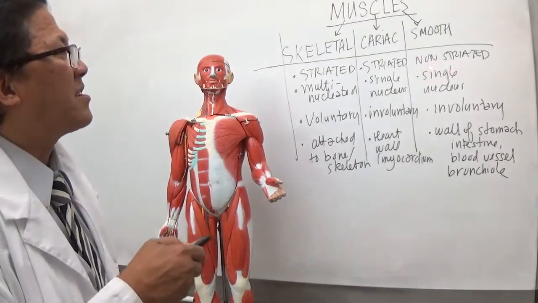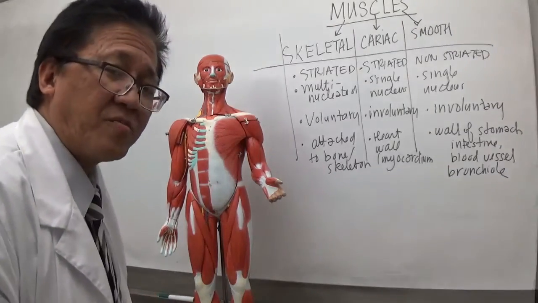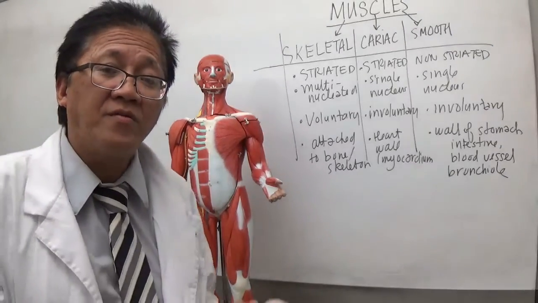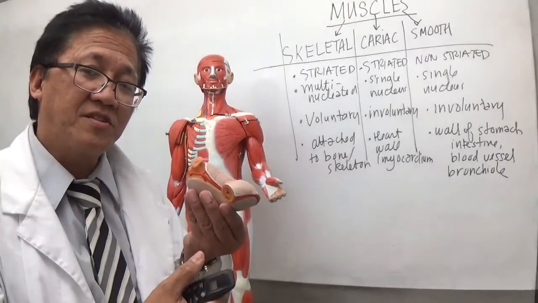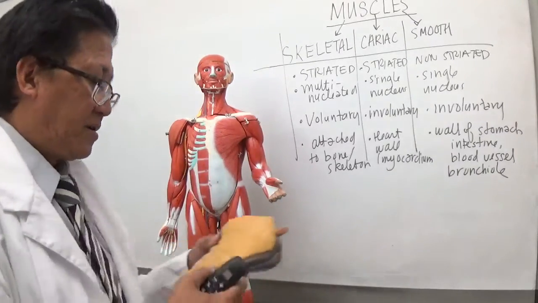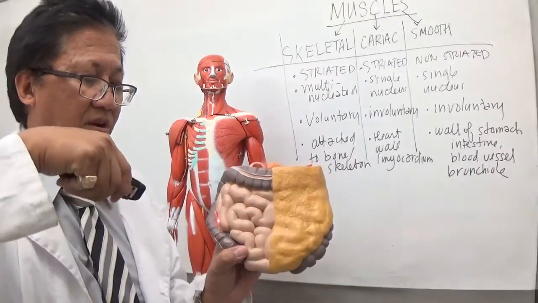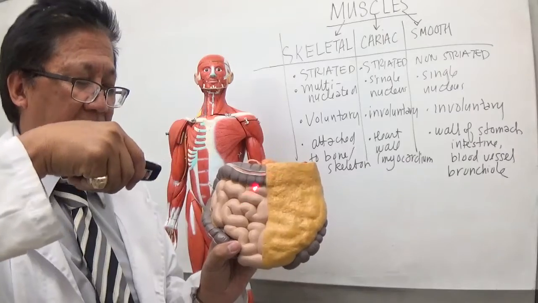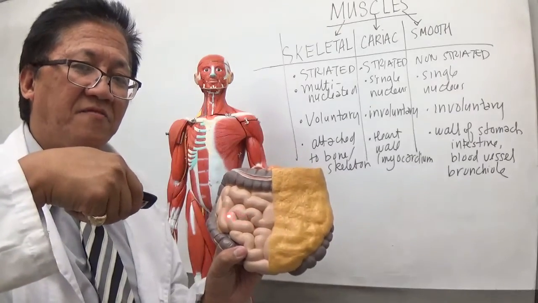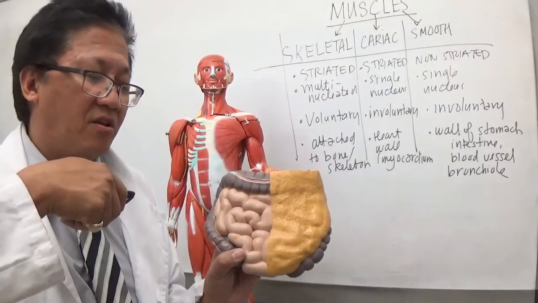The third type of muscle is called the smooth muscles. And these smooth muscles are found in the wall of your hollow organs, such as your stomach, at the same time your small and your large intestine. The small intestine is 20 feet long. The large intestine is essentially only 5 feet long.